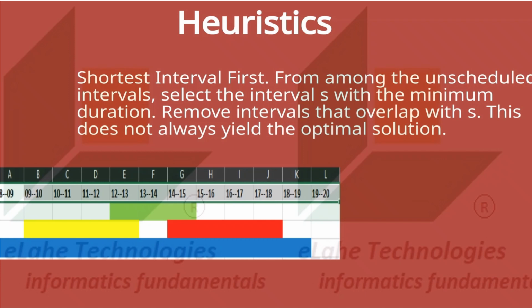In our example, the green job is the shortest and selected. Since this overlaps with all the other jobs, nothing else can be selected. So the solution is of size 1, which is not optimal.